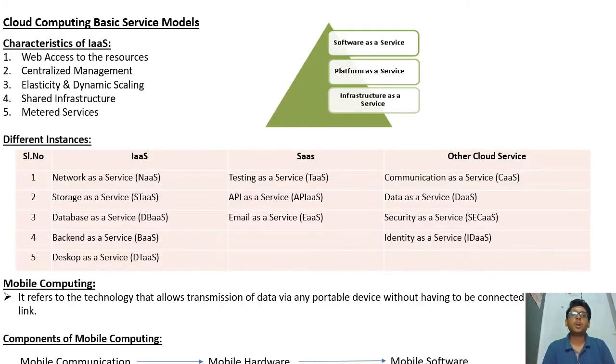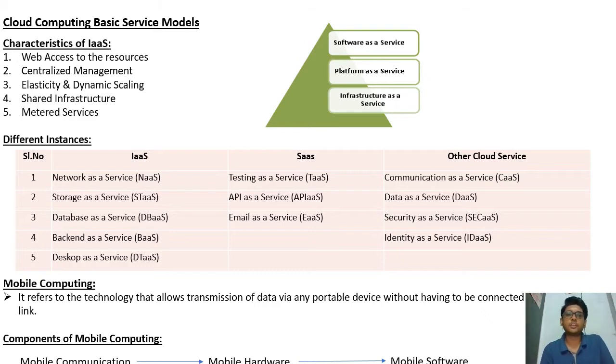Next, we come to cloud computing basic service models. There are 3 things right now here: infrastructure as a service IaaS, platform as a service PaaS, and software as a service SaaS. இப்போ அதுல மேஜரா பார்க்க போறது, what are the characteristics of IaaS?